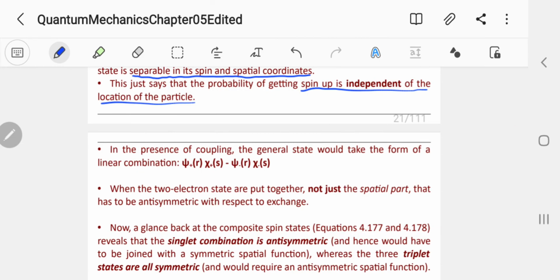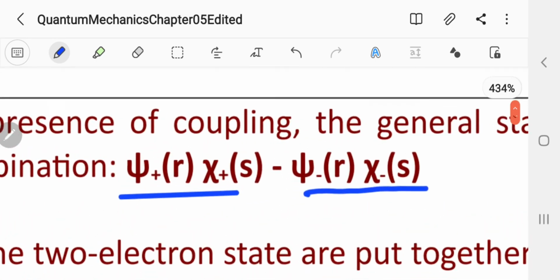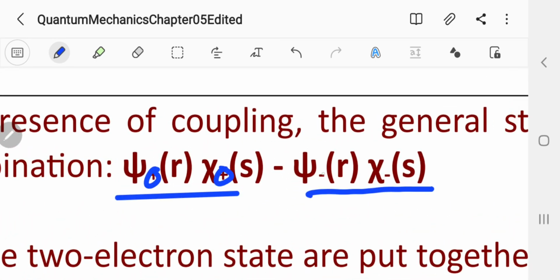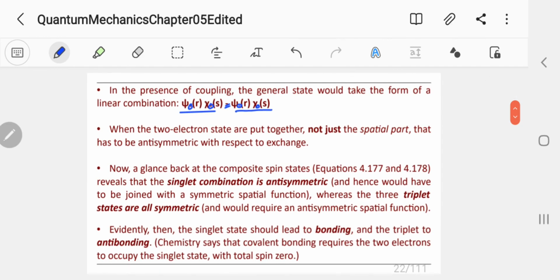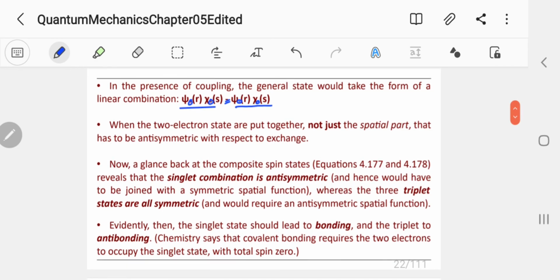Now, in the presence of coupling between the location of the particle and the spin, the general state would take the form of a linear combination of this, for spin up, and this, for spin down. You can see the minus sign. The positive sign is for spin up, and the negative sign would be for spin down. But you have here a minus because, why is that? Because they are fermions. So when the two electron states are put together, not just the spatial part has to be antisymmetric with respect to exchange, also the spin.